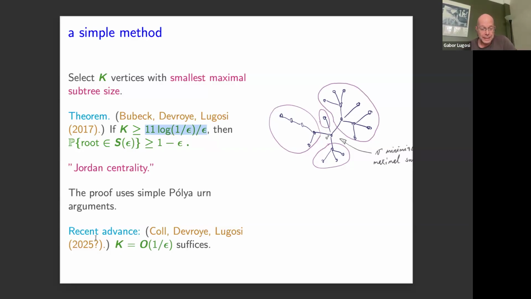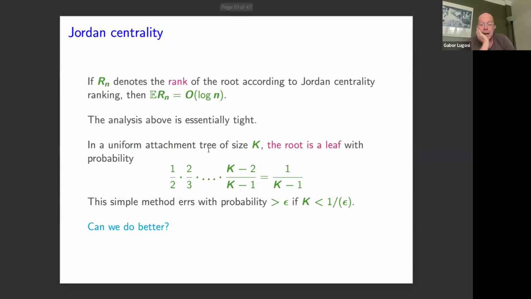Recently, in a still unpublished paper, we actually could improve this to order 1 over epsilon, and this is interesting because that's the optimum for Jordan centrality. And why is that optimal? Because you can compute the probability that the root vertex remains a leaf for a long time, and the probability that the root vertex is a leaf after k steps is about 1 over k.